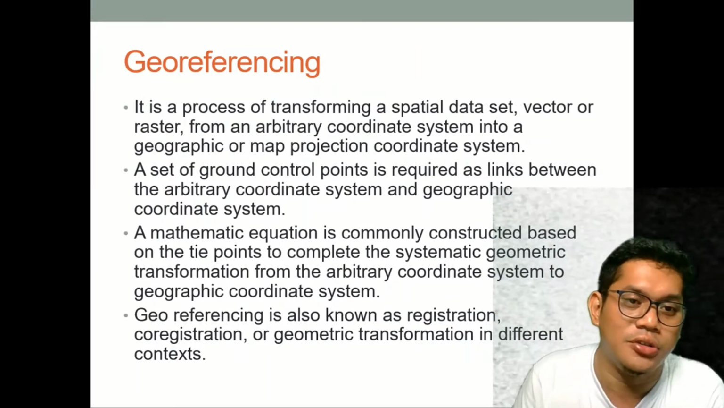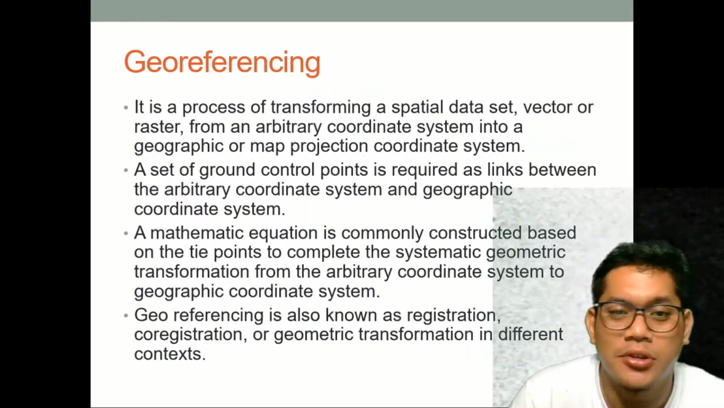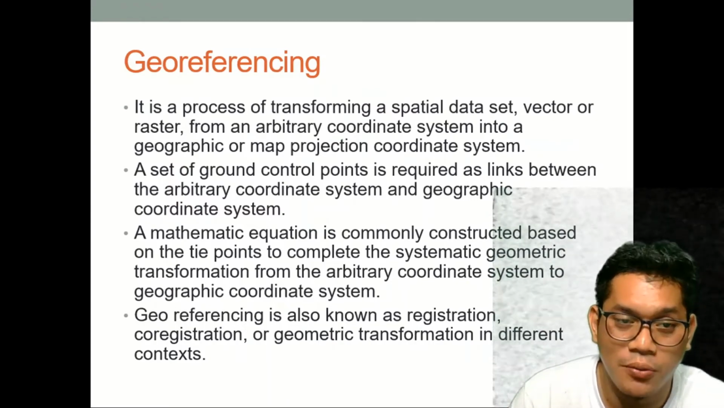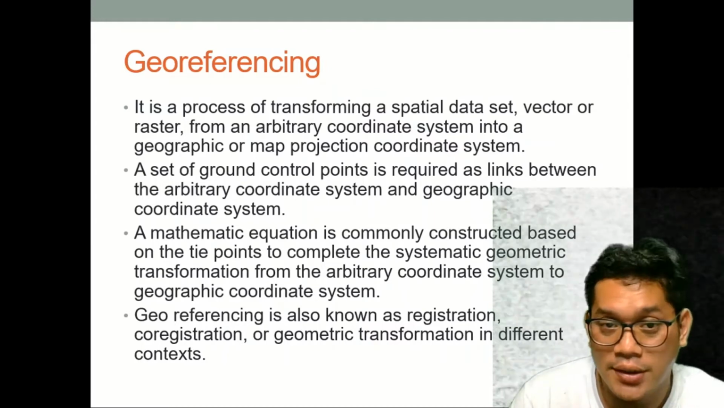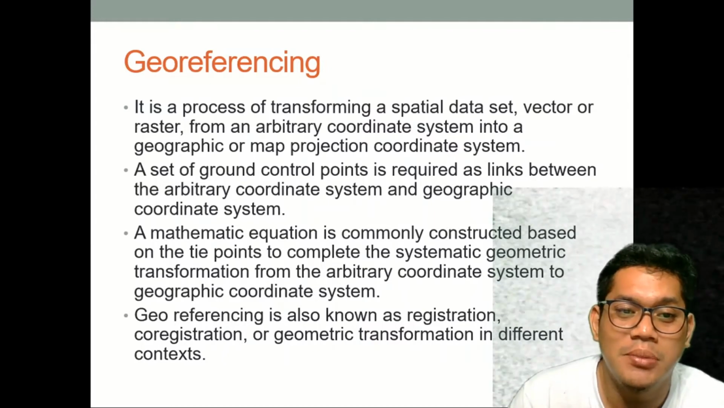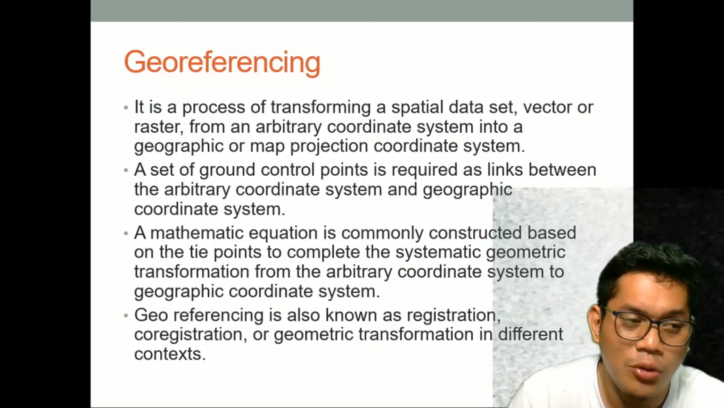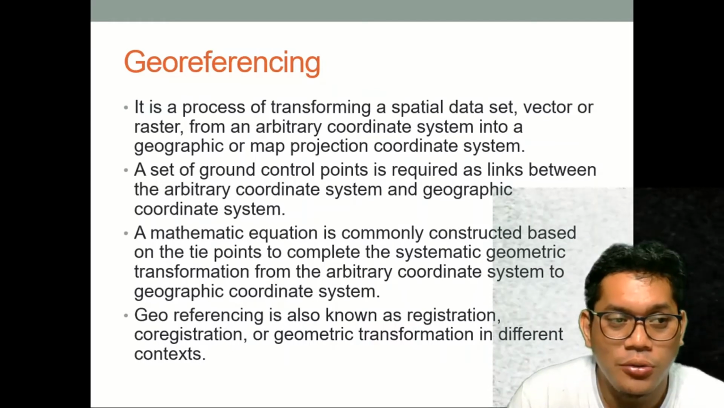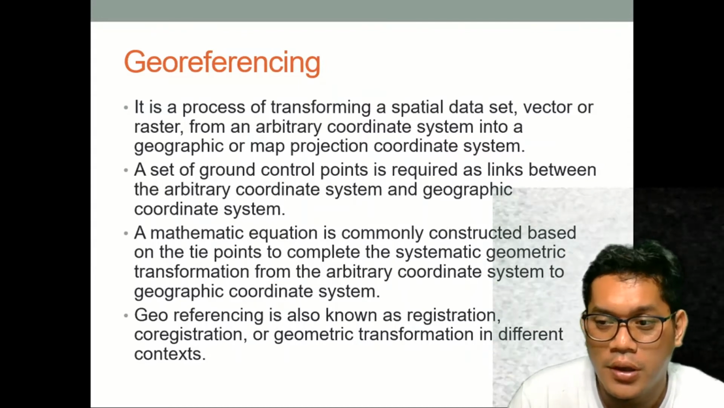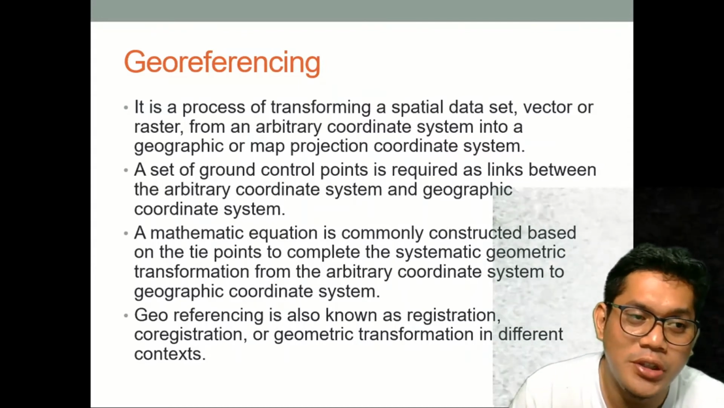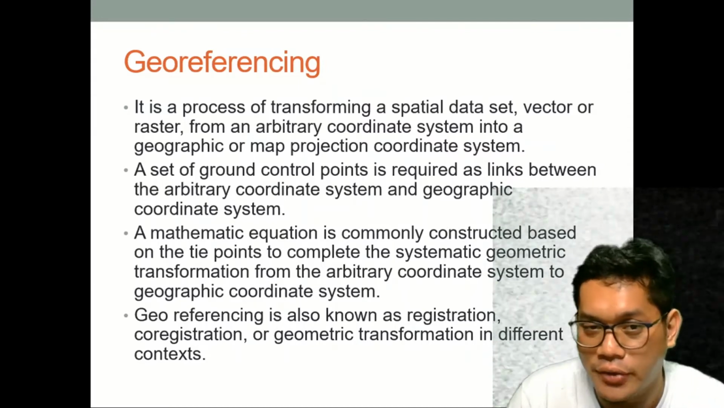Now we are talking about georeferencing. Georeferencing is a process to transform a spatial data set, usually raster data, from an arbitrary coordinate system into a geographic or map projection coordinate system. Usually when you have a scanned map or an aerial photo, we do georeferencing to increase the accuracy of the data.